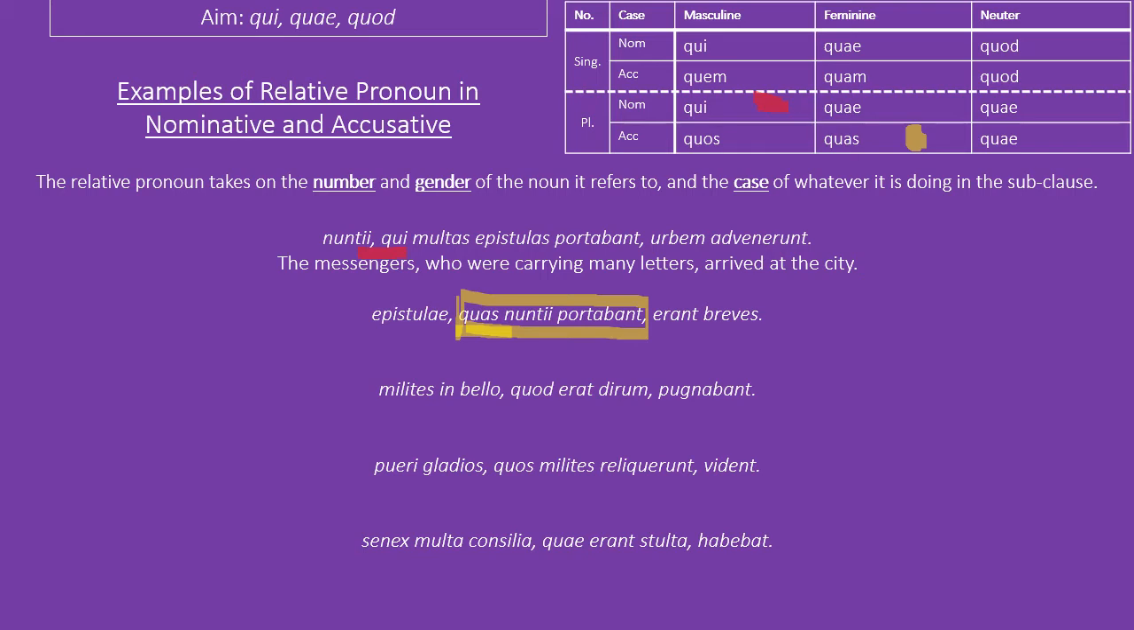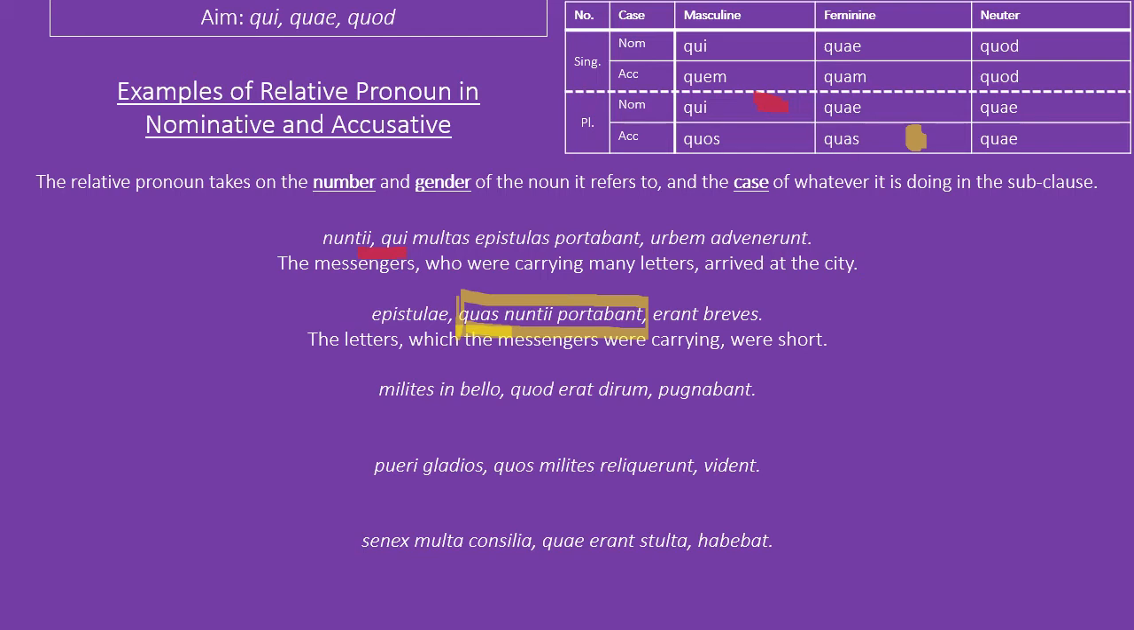What kind of letters? The letters quas nuntii portabant, the letters which the messengers were carrying, were short. Now I've said "which" there because letters are a thing in English. In Latin, they are feminine. They're not neuter, they're feminine, so they get feminine type endings. You don't, however, have to call the letters like they're a person. You don't have to say the letters whom the messengers were carrying, because they're not living things. So just use the correct English. Don't worry about it too much.